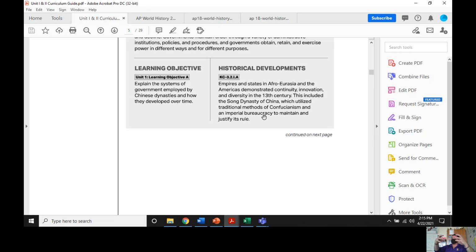A lot of times they use the language from the curriculum guide to make their questions. So the more you look this over, the more this stuff will just get associated in your mind. But yeah, on this, clearly you need to know a little bit about Confucianism. We're going to talk about that here in a second. Obviously, some specific details are necessary over the Chinese bureaucracy.